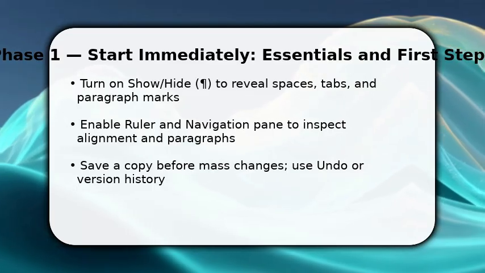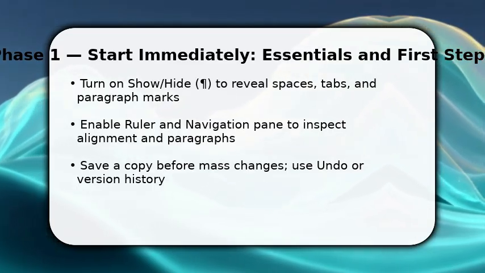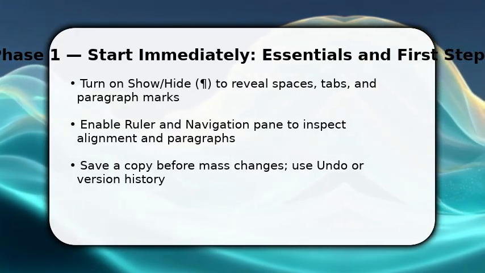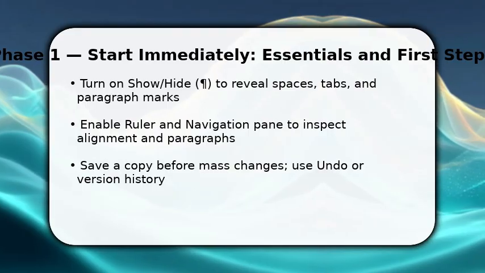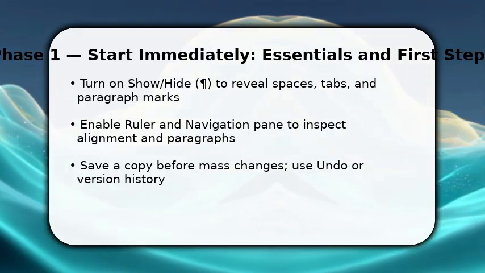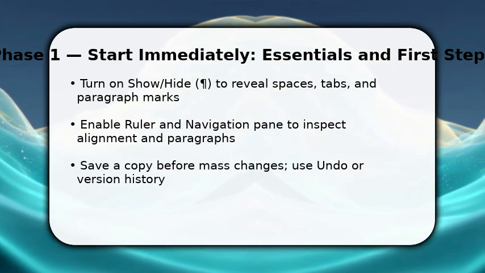Next, make sure the ruler and navigation pane are visible to inspect indent and paragraph breaks. Save a copy or use version history so you can revert if needed. Once done, you can target only the offending marks instead of guessing, and that reduces accidental format changes later.